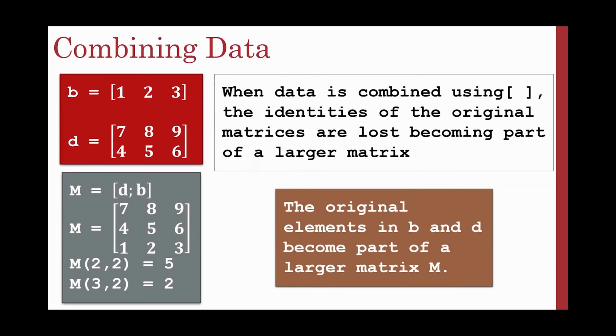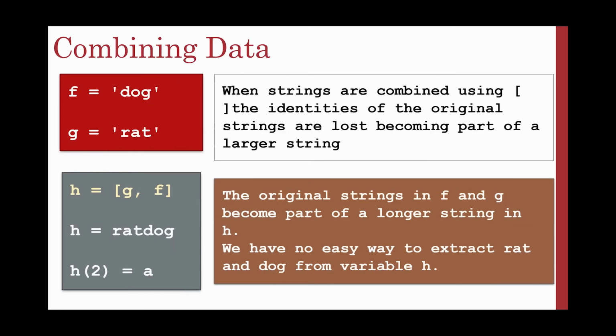So how do I combine data? If I have B equal to this matrix and D equal to this matrix, I combine data using square brackets, the identities of the original matrices are lost and they become part of a larger matrix. If I do the same thing with a character string, I have the variable f and the variable g, rat. If I say h is g comma f, h is rat dog, and h of 2 is a.